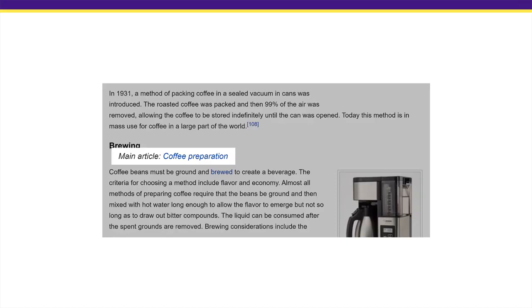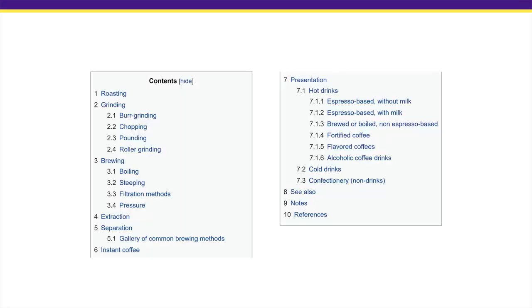You can also click on some of the internal links on the page to check out the table of contents of other closely related entries. For example, on the coffee entry, we have a link to coffee preparation. When you click on that link, you'll notice that the table of contents for the coffee preparation page has even more keywords that you can add to your list.